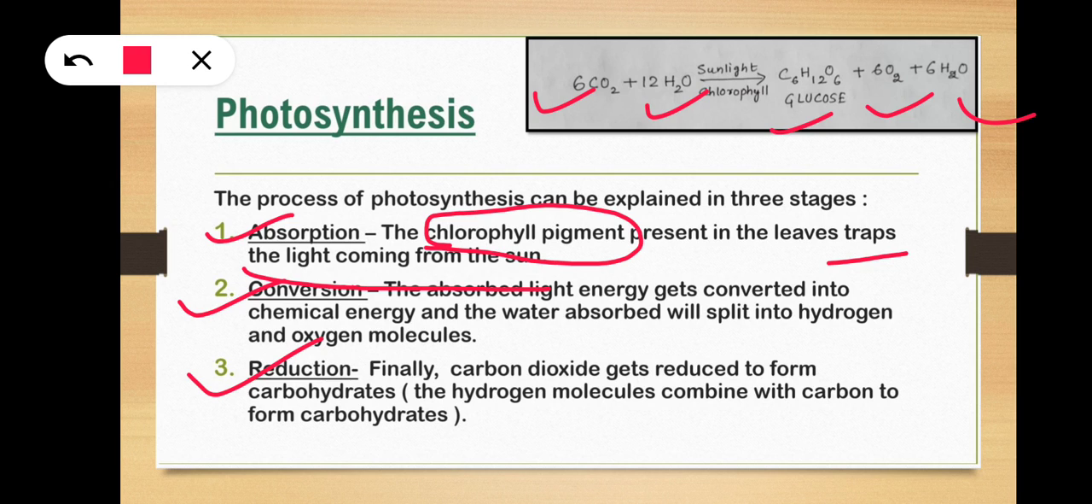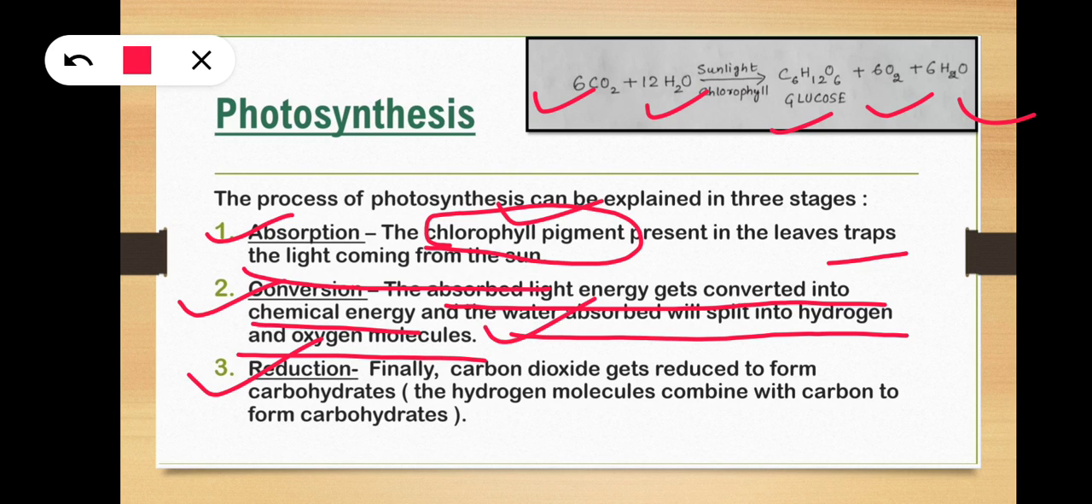In the next stage, what happens? The second stage is called conversion. Why is it called conversion? Because the light energy which was trapped by the chlorophyll pigment gets converted into chemical energy. And the water absorbed is split into hydrogen and oxygen molecules.